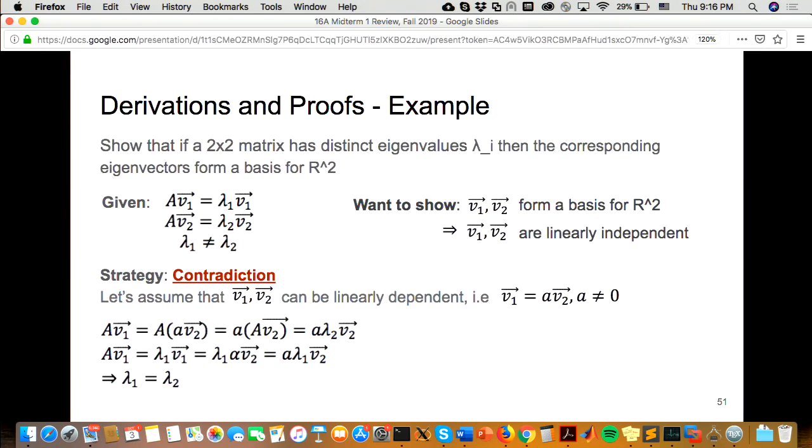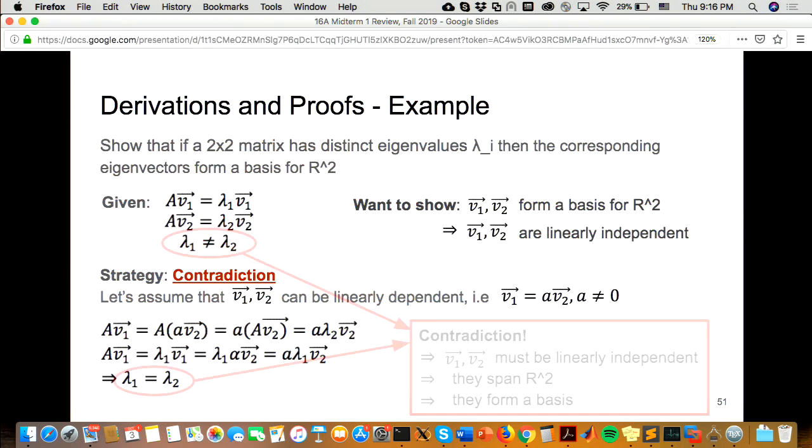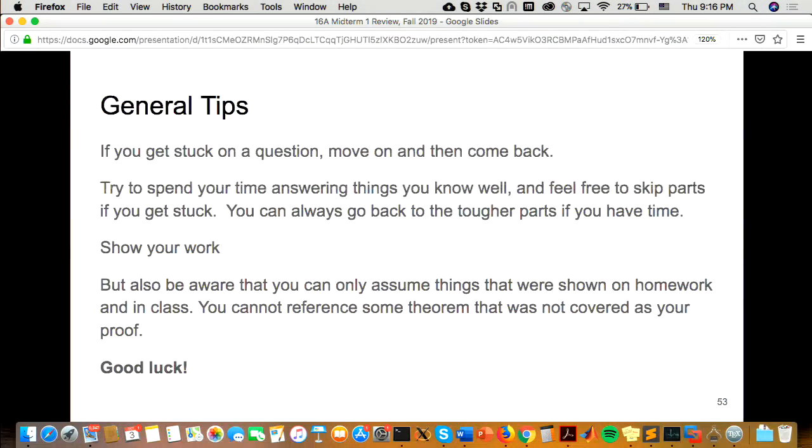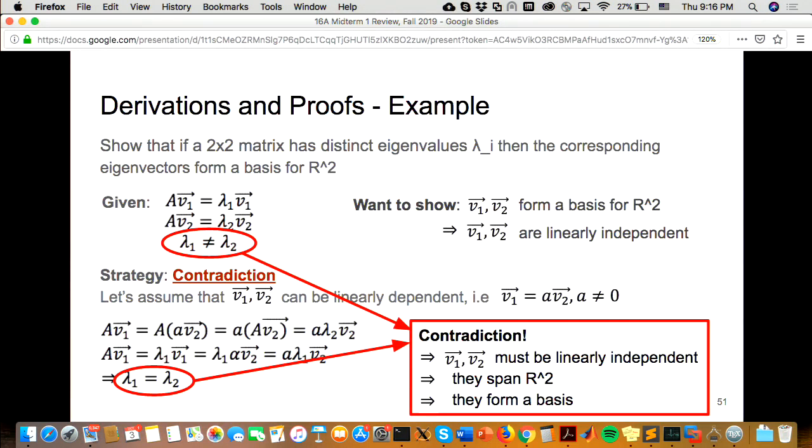What is this? This is a contradiction. It cannot happen to have lambda 1 equals lambda 2. It contradicts our hypothesis, the given stuff. So, hence, V1 and V2 must be linearly independent. This means that they span R2 and they form a basis for that space. Okay? Now, a few general tips. I really feel that it's really important. Do you have any questions before I give you those tips?